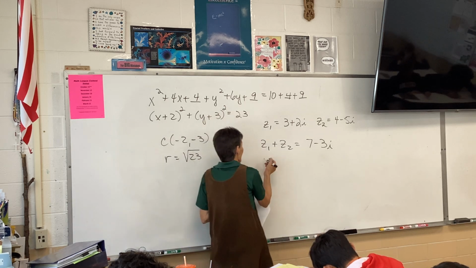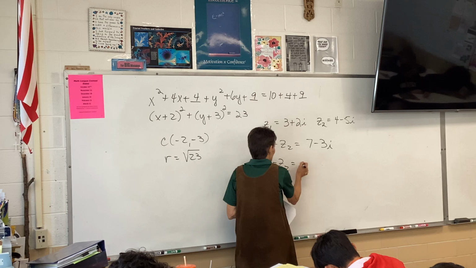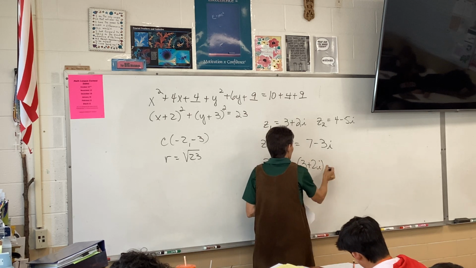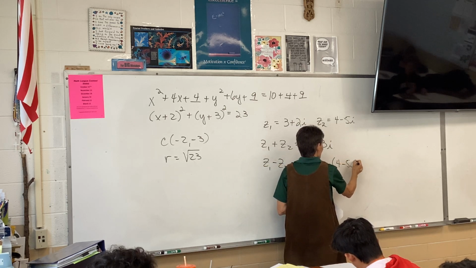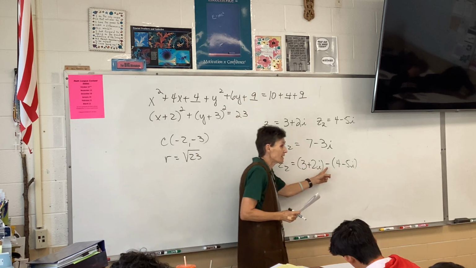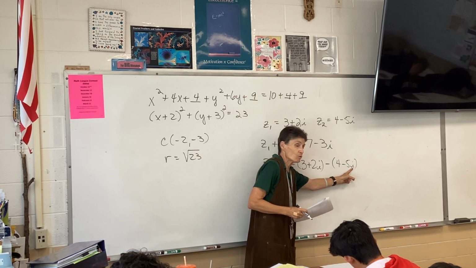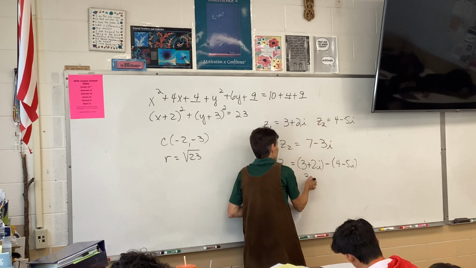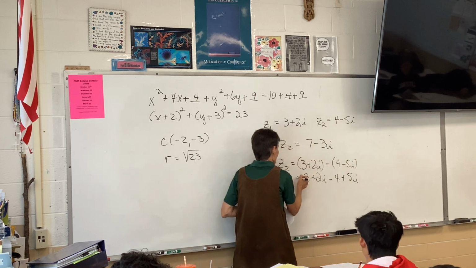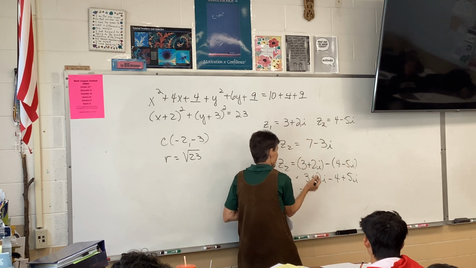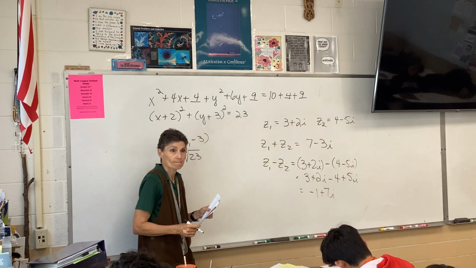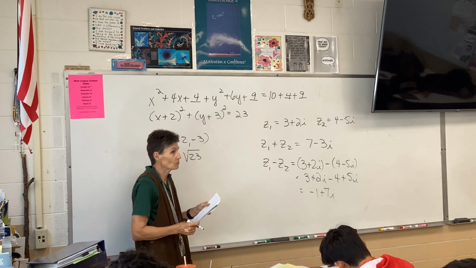So now I want to subtract them. So this is going to be 3 plus 2i minus 4 minus 5i. So what do I have to be careful about? That negative is going to distribute. So it's just like the last problem, except I do have to distribute that negative. So -1 plus 7i. Does that seem okay? I told you this was easy.